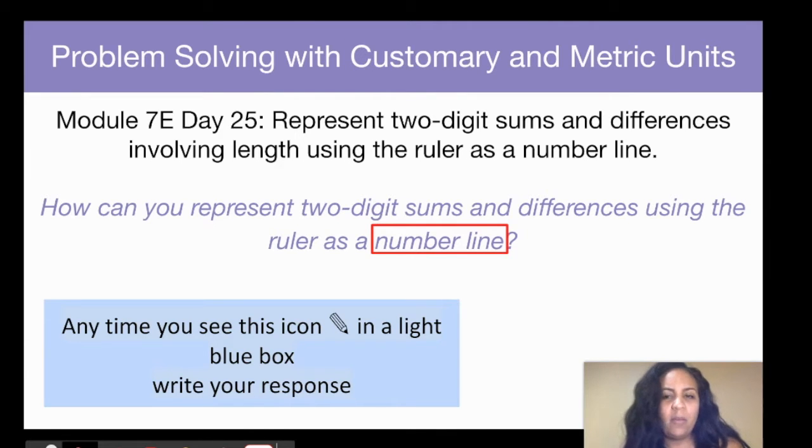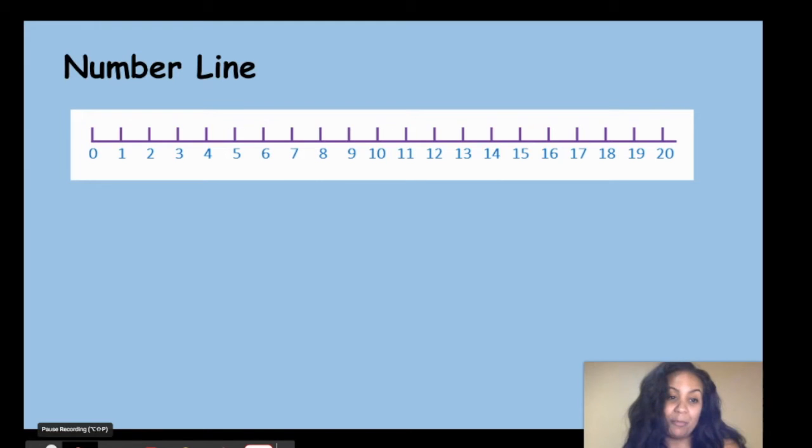Before we begin, I want to make sure that we know what a number line is. A number line is exactly what it sounds like. It's a line with numbers on it. Number lines usually start at 0. This number line stops at 20, but number lines can go on forever and ever. They can go up to thousands and even millions because numbers have no end.